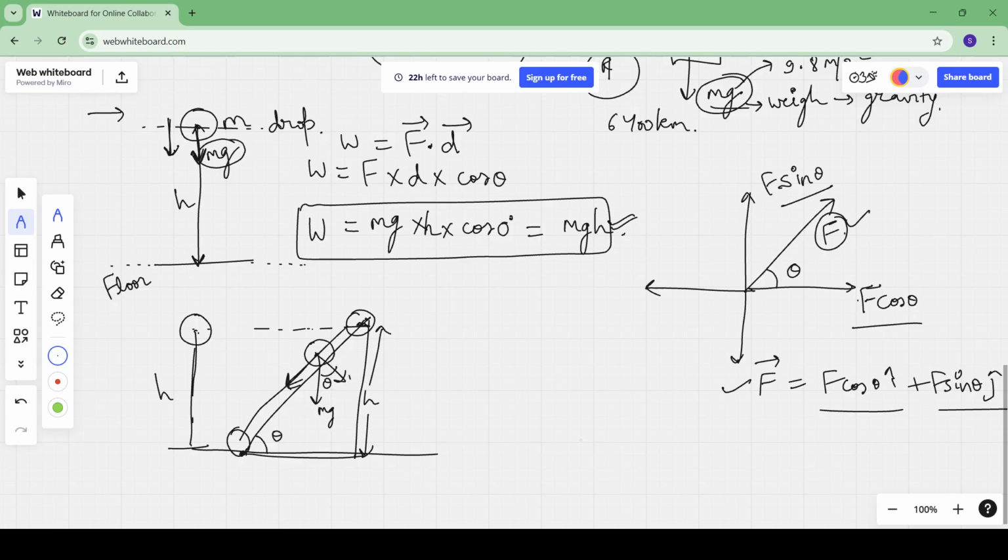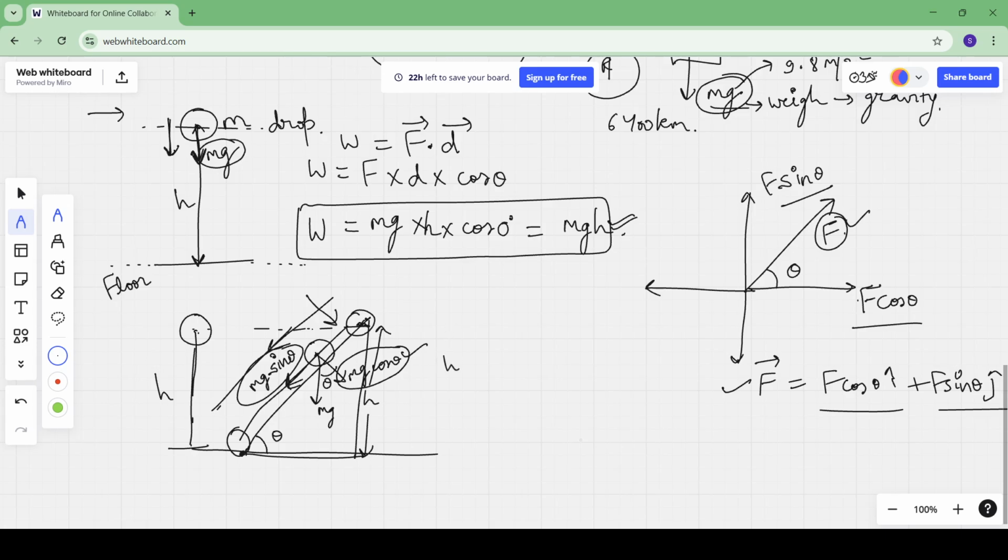So mg is going to be mg cos theta here, and in its perpendicular direction it is mg sine theta, like this. Now we can see that as the object is moving along this direction, there is no displacement along the perpendicular direction. So this mg cos theta is one force and this is also one force. So the two forces are there.